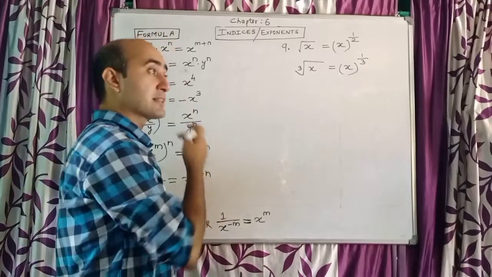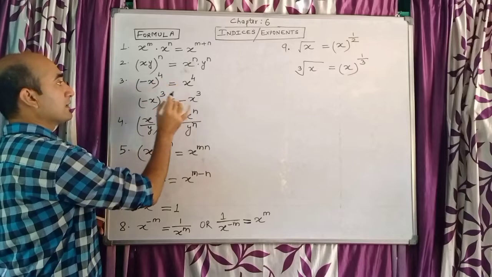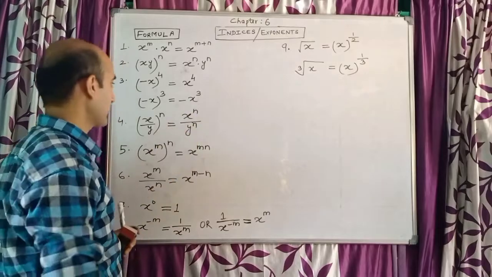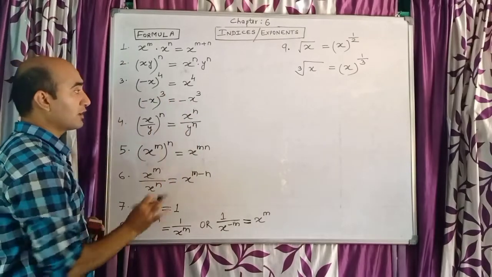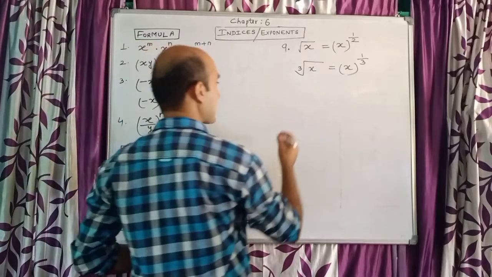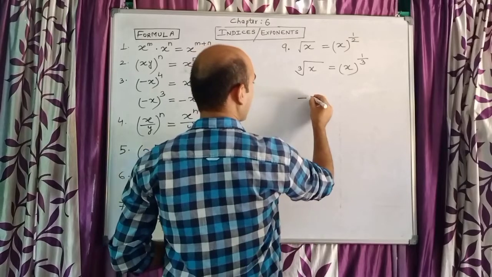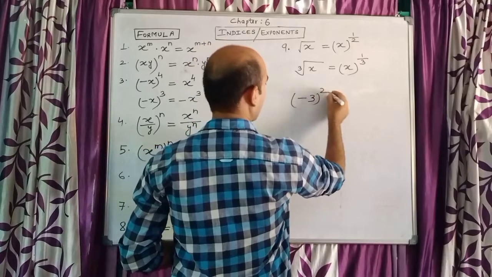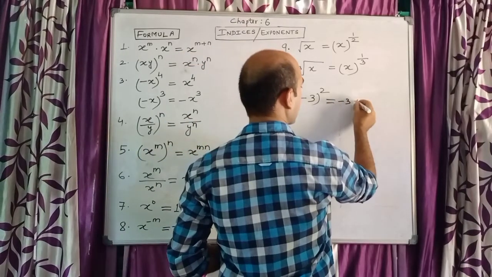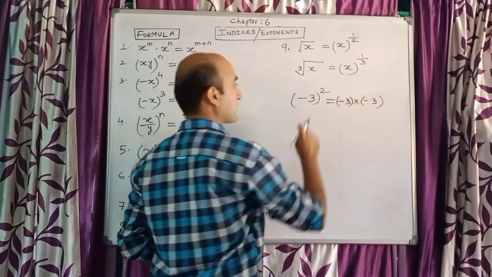Whenever a minus variable is having an even power, the power remains the same but the minus vanishes. But if the power is odd, the minus symbol will still exist. Why did it happen so? Suppose I have minus 3 square. Then you know what is the meaning of minus 3 square? That means multiply minus 3 two times. Square means multiplying 2 times.